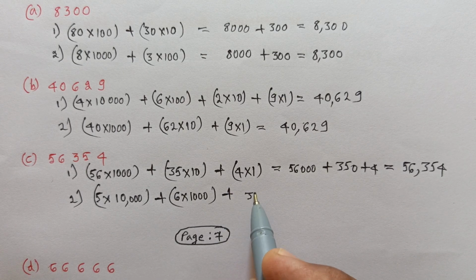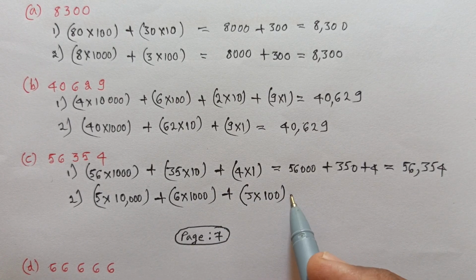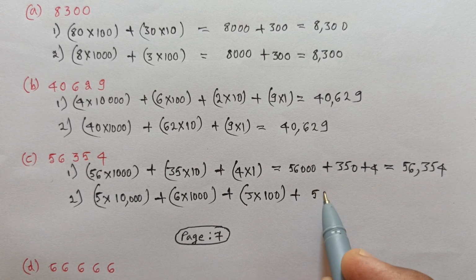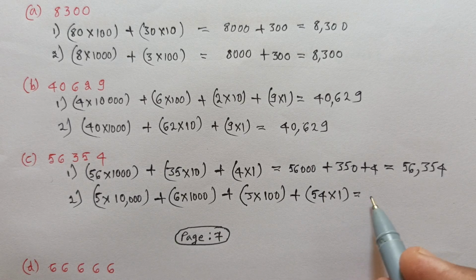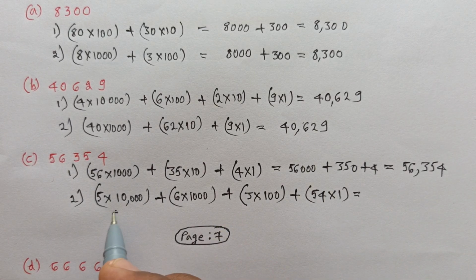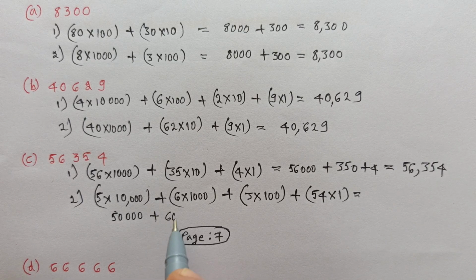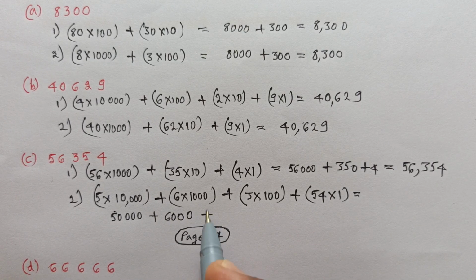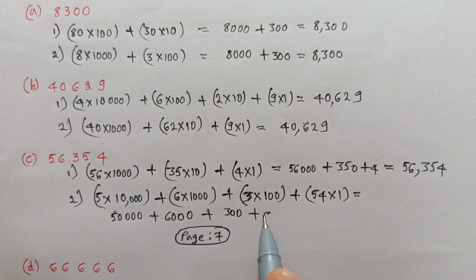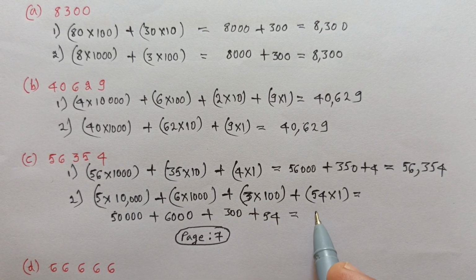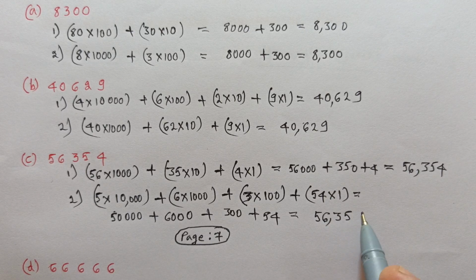Then 100 button we have to press 3 times. Finally 1 button we have to press 54 times. So like this also you may get here 50,000 plus 6,000 plus 300 plus 54. So if you add all these, we will get same answer, that is 56,354.